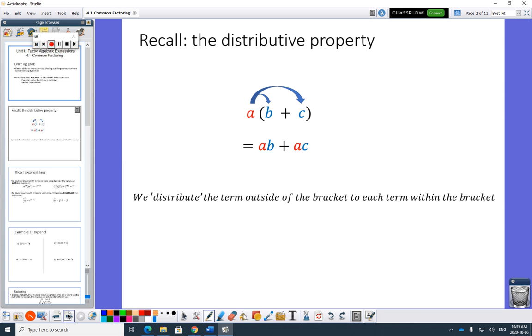So yesterday when we did FOIL, we did an extension of the next step of the distributive property, sometimes called double distribution. And we got an answer like this. Now, in this chapter, we're going to take this and rewrite it like that.